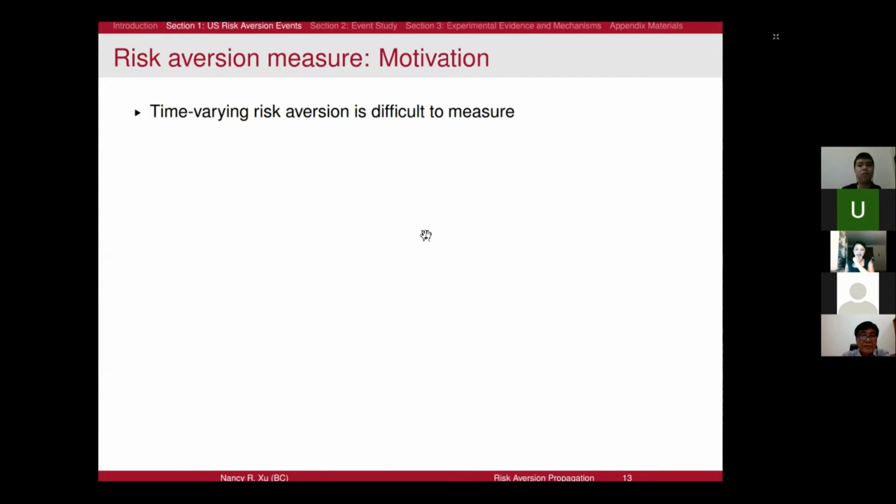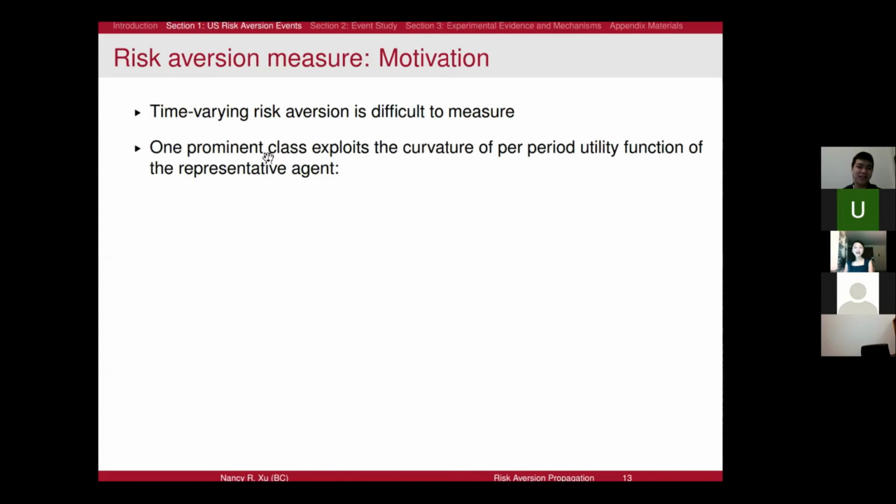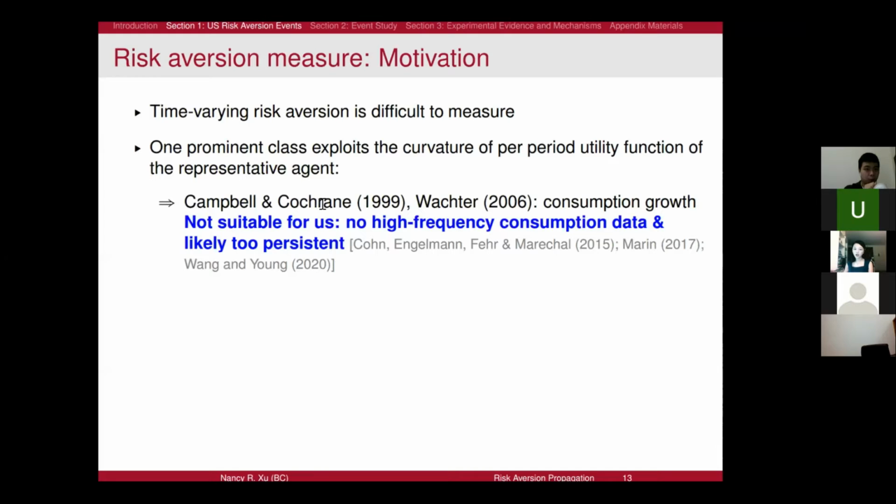Risk aversion measure, it's difficult to measure, right? And I have a whole paper on it. Feel free to read that paper and use our measure. Now, one very prominent and commonly agreed class explores the curvature of the utility function of the representative agent. So you are familiar with Campbell-Cochrane, right? And Jessica Wachter's paper, where they use consumption growth as a proxy of my time-varying risk aversion, right?